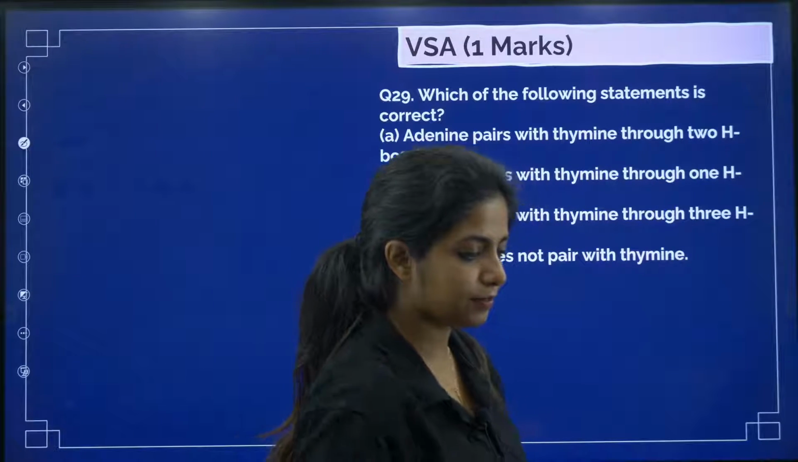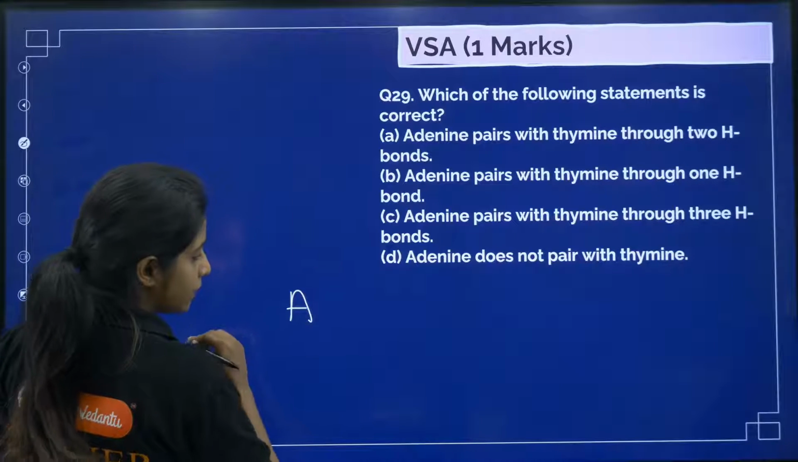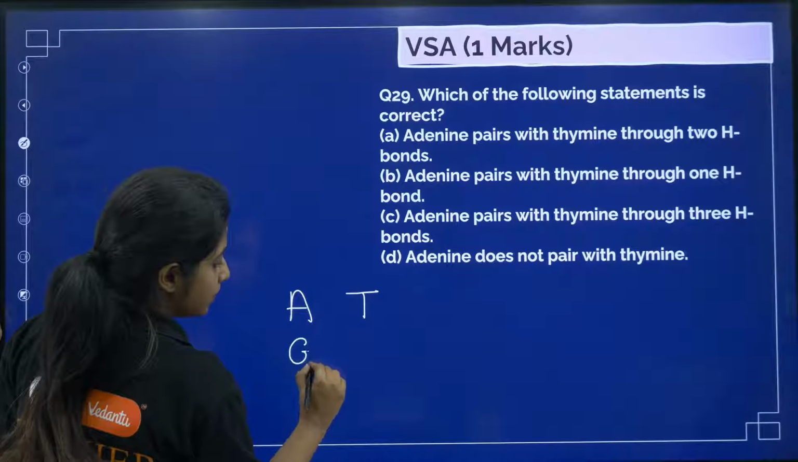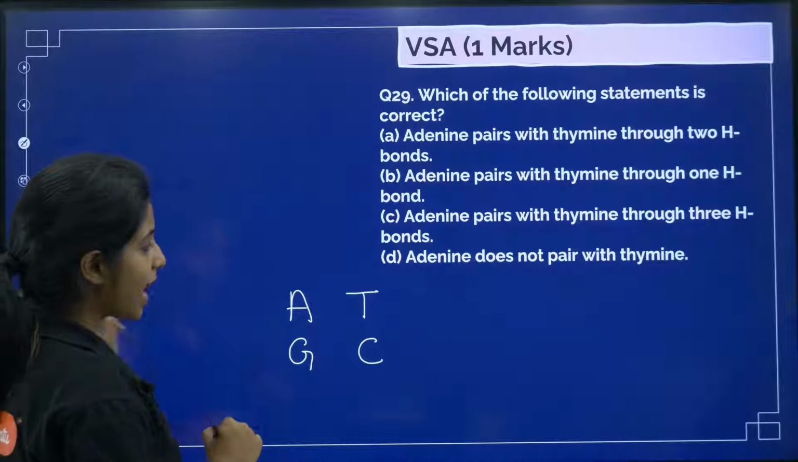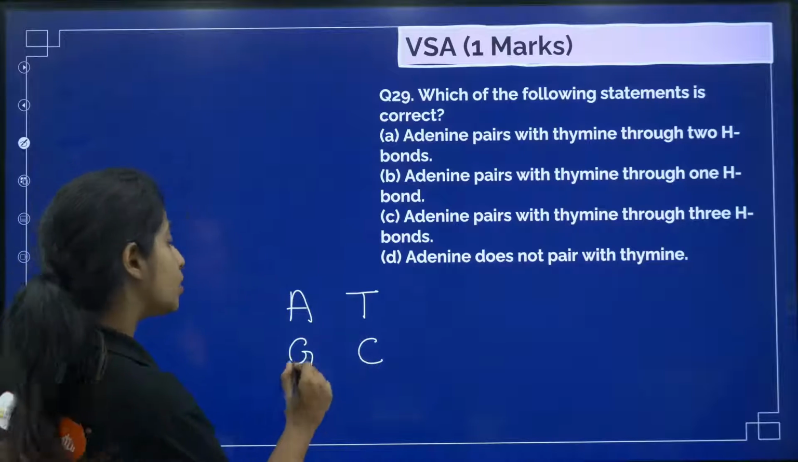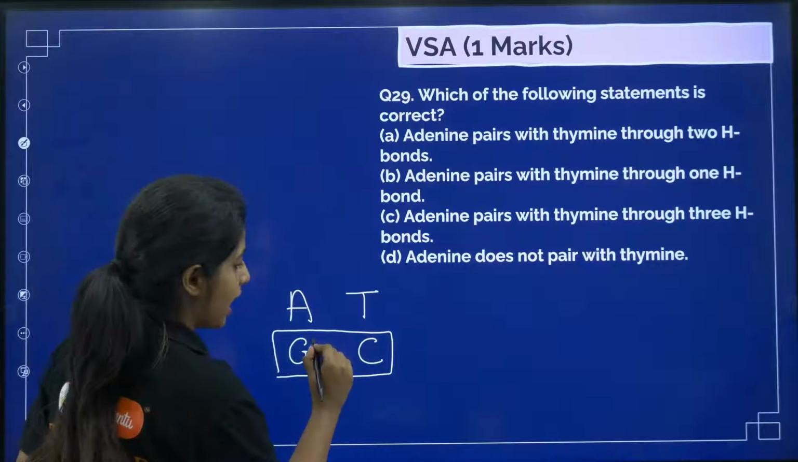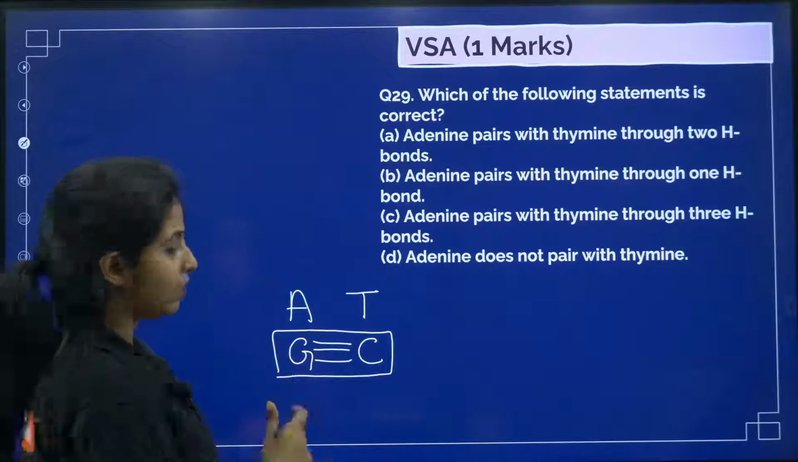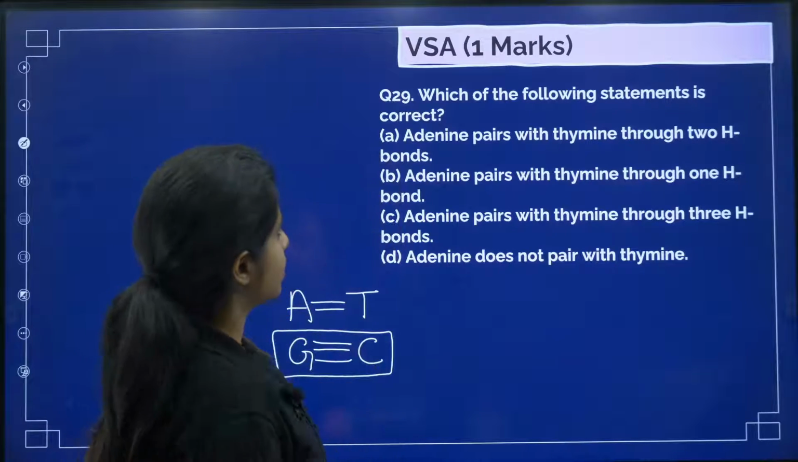What do you think is the answer? Adenine is friends with thymine and guanine is friends with cytosine. Guanine and cytosine are the best friends out there. Why? Because they have 3 bonds. They are tightly linked. What about adenine and thymine? They have 2 bonds. So what is the answer for this?